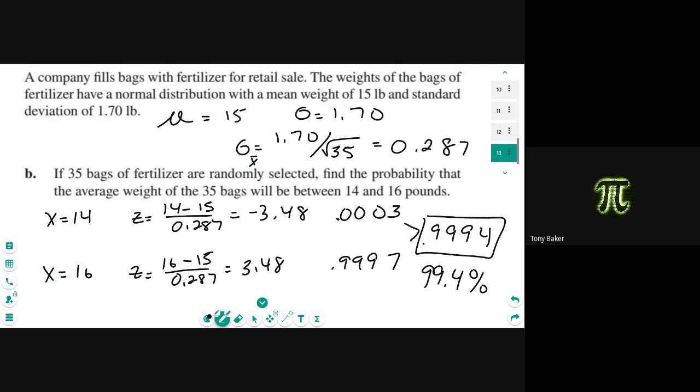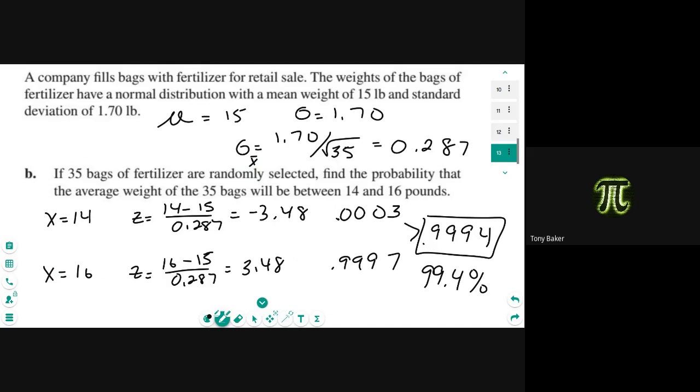So if I weigh just one bag, there's a 44% chance that it's going to be between 14 and 16 pounds. But if I weigh pallets, there's a 99.4% chance that the average of those bags will be between 14 and 16 pounds.